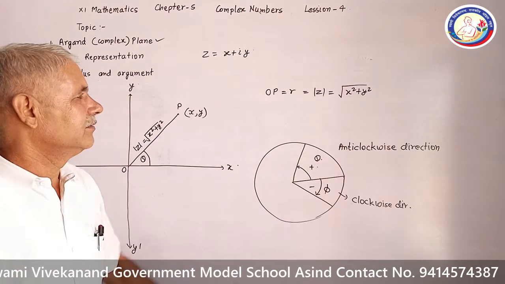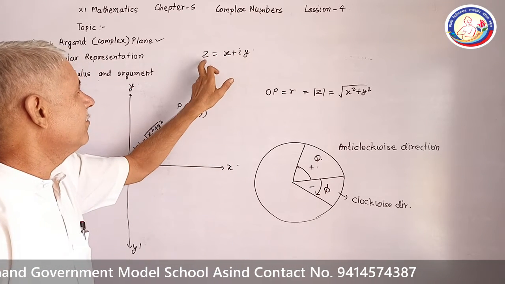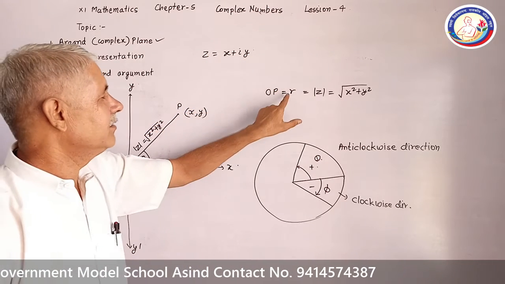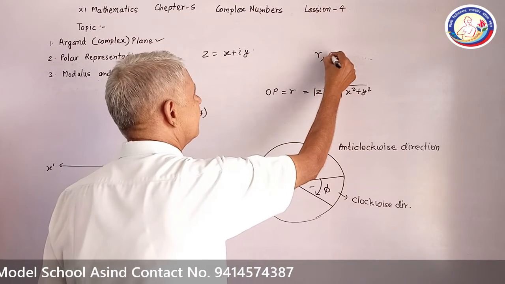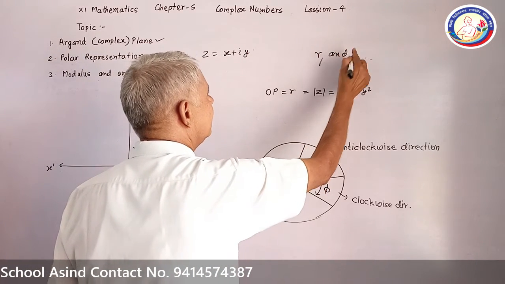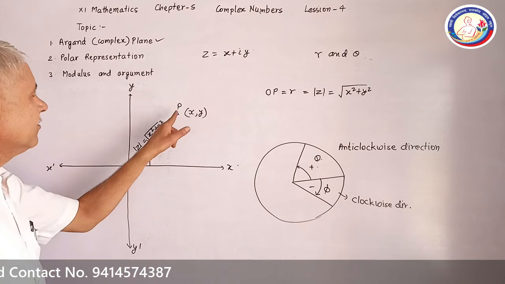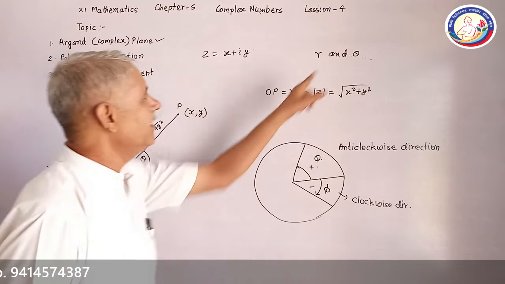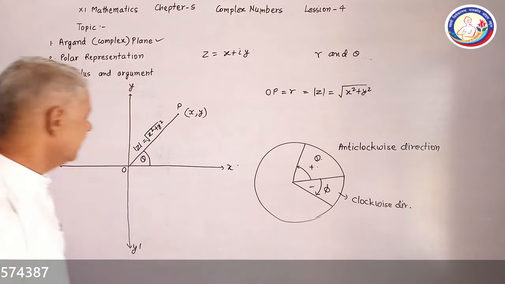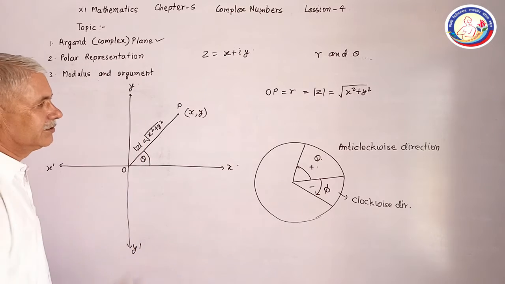So theta is the angle and r is the polar length. Now how can we represent any complex number in the form of x plus iota y by these two, in the form of r and theta, where r is the distance of this point P from origin and theta is the angle measured in positive direction from x-axis.